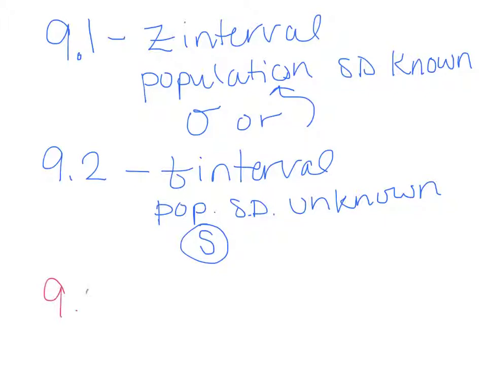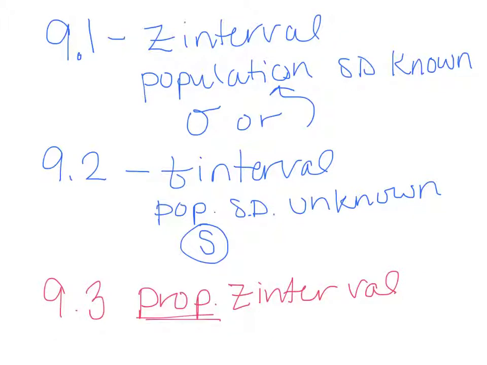And then 9.3 is the proportion Z interval. And that's when you're talking about proportion. So that one's totally different from the other two. And remember that these two here are talking about the mean. So these are all about the confidence interval for a mean, whereas 9.3 is the confidence interval for a proportion.